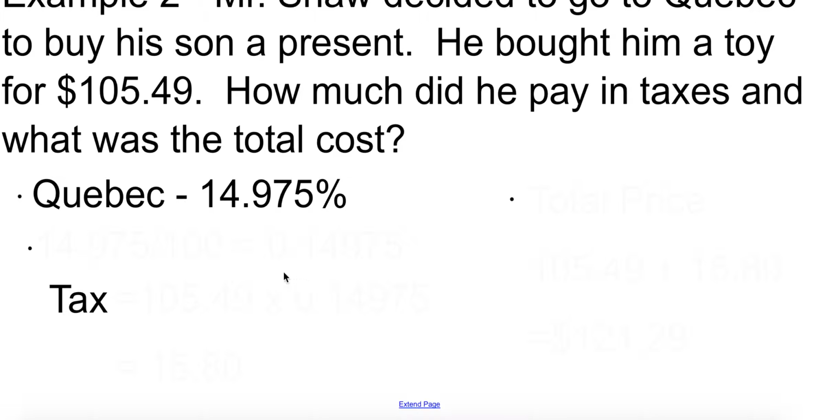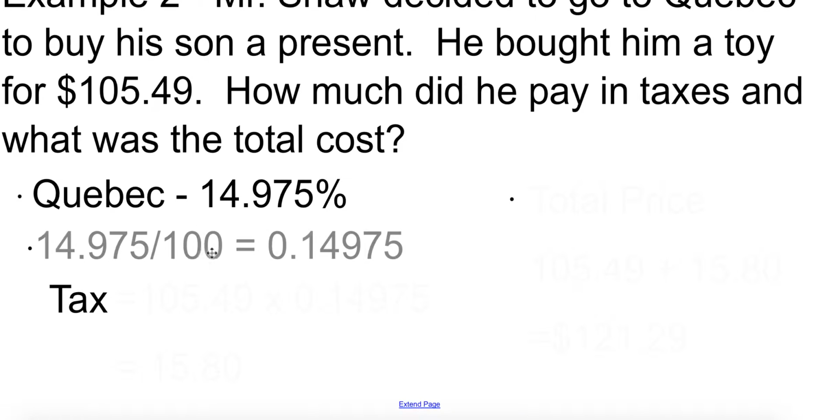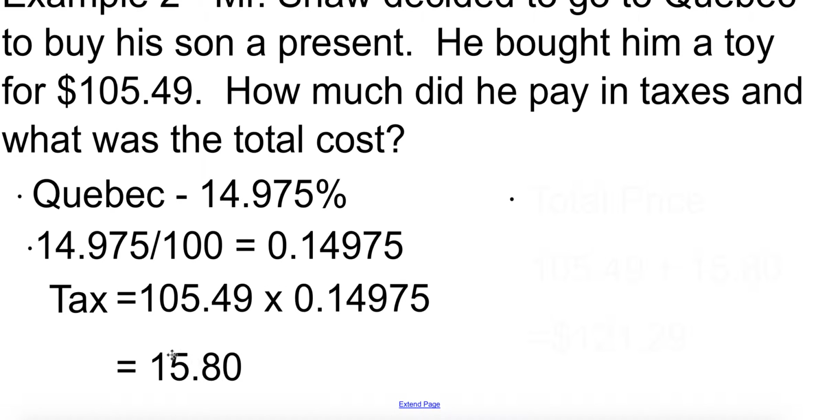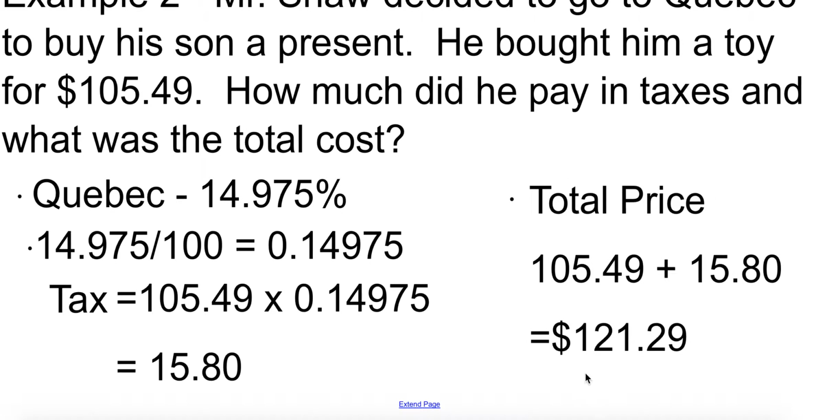So we got 14.975%. And take that and divide it by 100. We get 0.14975. Now we have to keep all of these because this isn't the money part. The money part is later. So we're going to take that, multiply it by our price, and we get 15.80. That's the money. That's where we round it to two decimals. We're going to take that 15.80, add it to our original price, and we get $121.29 is the cost of the toy.